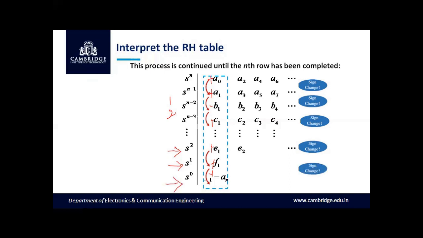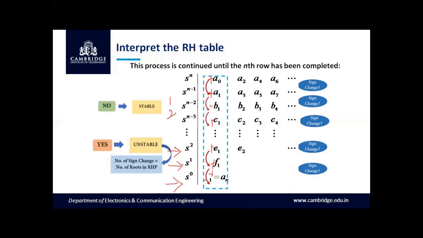Hence, in this case, as there is a sign change, the system becomes unstable. Also, the number of sign changes will be equal to the number of roots in the right half of the S-plane. Hence, here in this example, there are 2 sign changes. Hence, it is very clear that the number of roots present in the right half of the S-plane is 2.